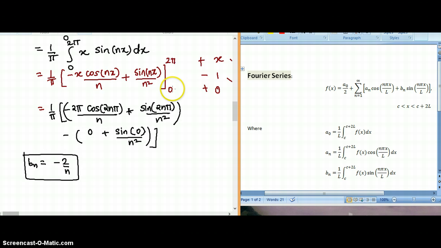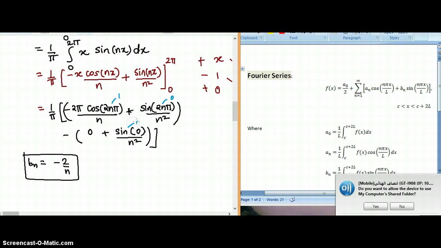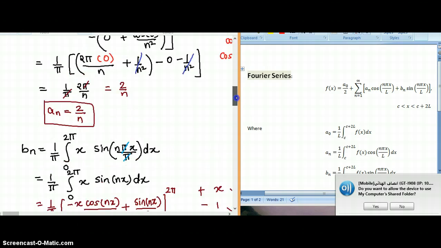After this step, we need to substitute the upper limit and lower limit. Once we substitute it, we will get these two terms, which on simplification gives you the value of bn as minus 2 over n. Because cos of 2n pi will be 1, sine of 2n pi becomes 0, and sine of 0 is 0. So this is the Fourier series expansion with the values of an, bn and a0.